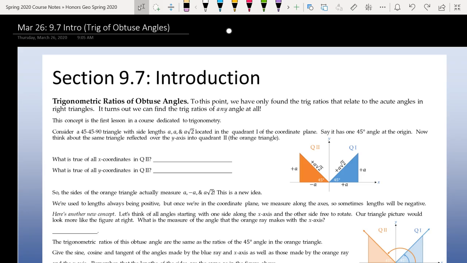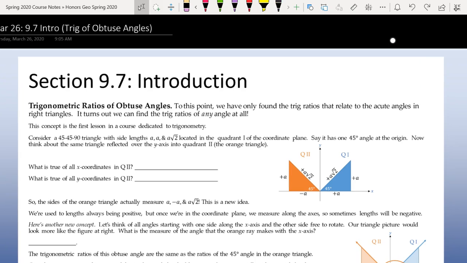Up to this point, we've only looked at right triangles and looked at their acute angles, but it turns out that we can find the trigonometric ratios for any angle whatsoever. I'm going to see if I can show how this works by looking at a specific example, namely the one in this first diagram right here. Instead of having right triangles just floating around in space, let's imagine them in the coordinate plane. Specifically, let's imagine this blue right triangle with one 45-degree angle at the origin.